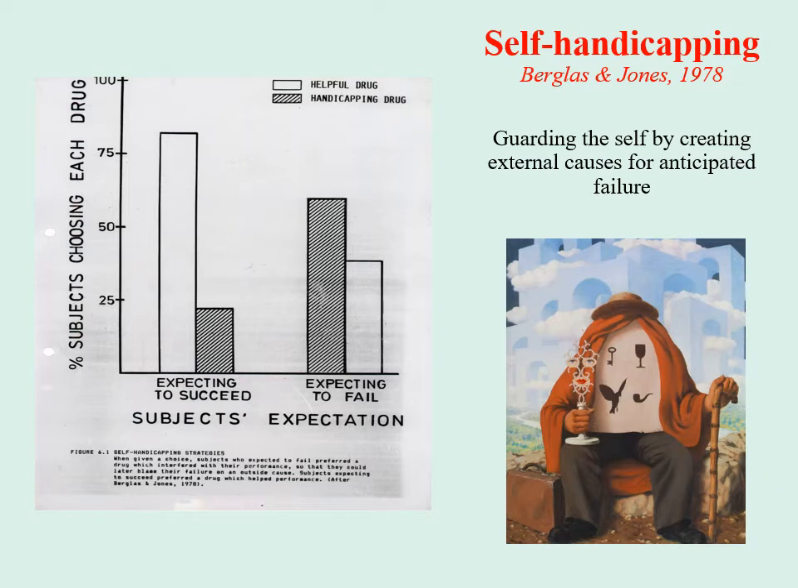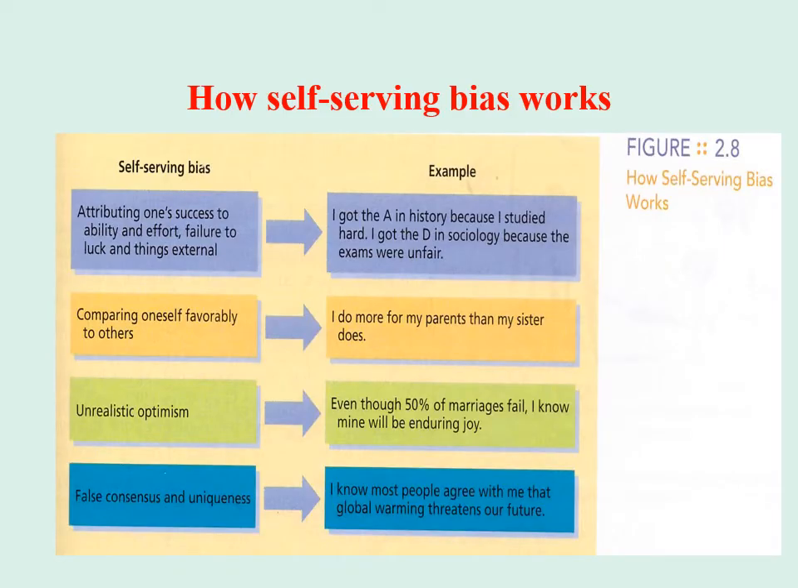And the only explanation for that is that by taking a handicapping drug, they created an alternative external explanation for their expected failure. So the strategy is, when I don't think I'm going to do well, I'm going to try hard to find some external cause to blame my failure on. So self-serving biases work this way. We attribute our successes to ability and effort, and failures to luck and things external.